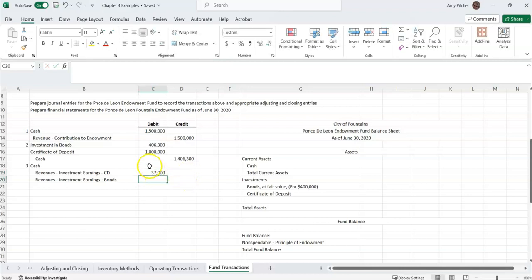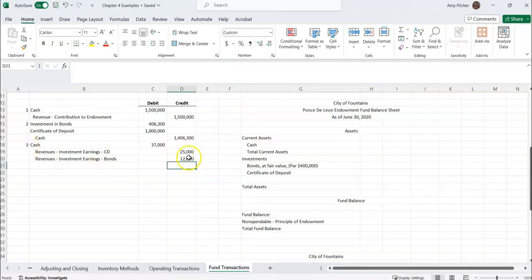Okay, so our cash is $37,000. The revenues from the CD were $25,000 or 5%, and our bonds pay $12,000. So we had $400,000 in bonds at 6% for half a year. So this is half a year.